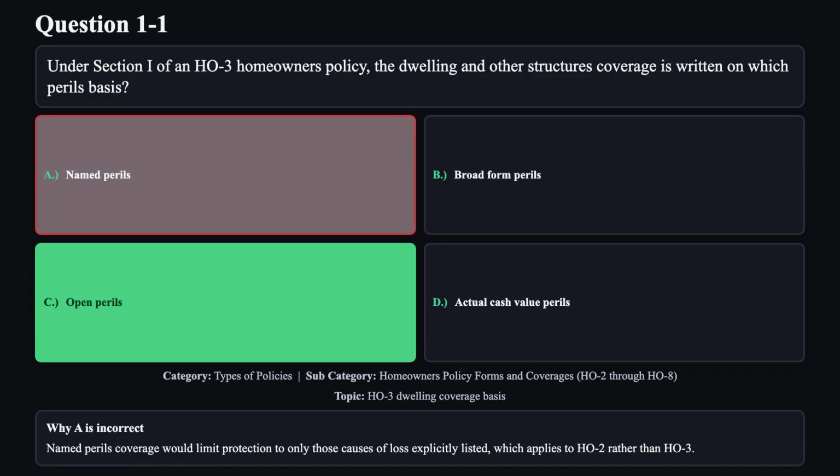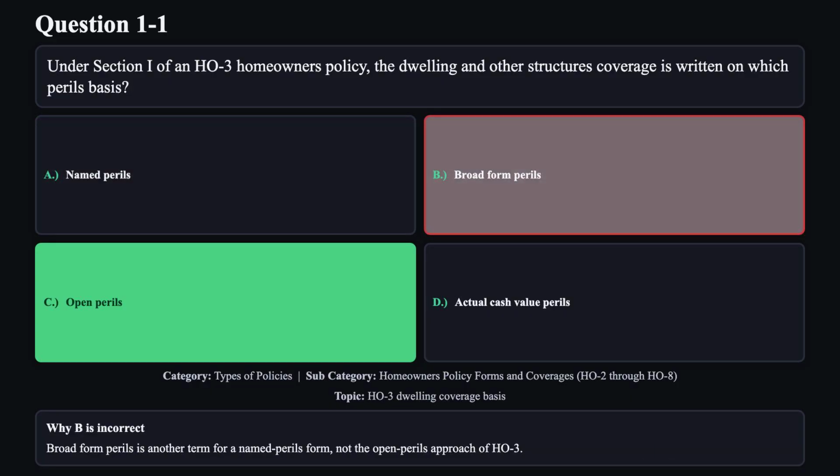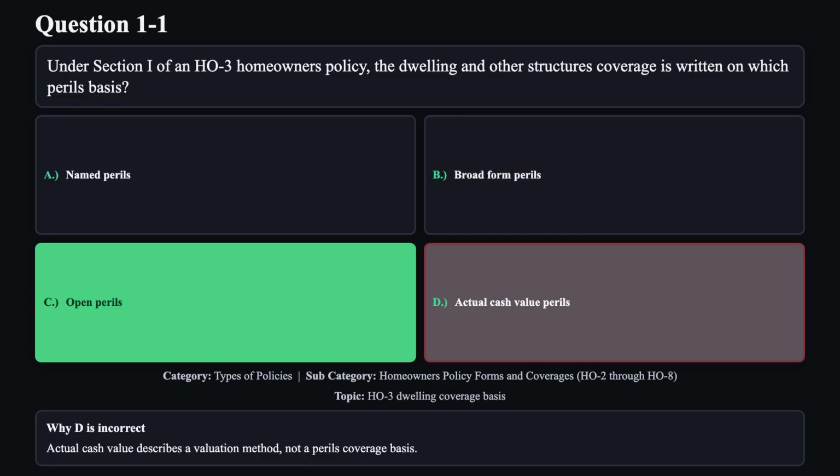Reason A is not correct. Named perils coverage would limit protection to only those causes of loss explicitly listed, which applies to HO2 rather than HO3. Reason B is not correct. Broad form perils is another term for a named perils form, not the open perils approach of HO3. Reason D is not correct. Actual cash value describes a valuation method, not a perils coverage basis.